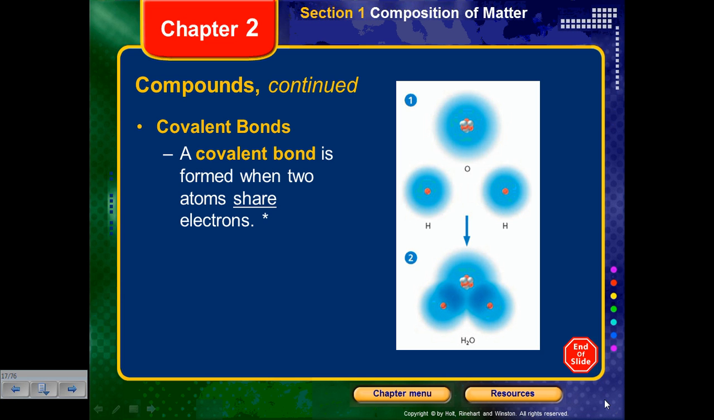So oxygen, which we drew a picture of just a second ago, has 6 in its outermost shell. It needs 2. Hydrogen, what do we know about hydrogen? It has 1 electron, and that first energy level can hold 2. So it needs 1 more. Well, you kind of see how these 2 are going to go together.